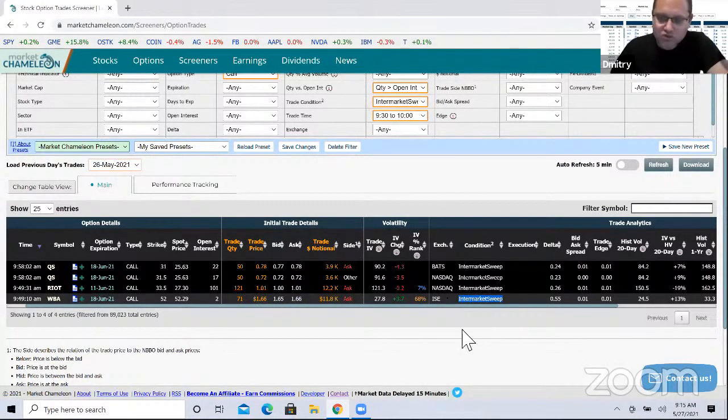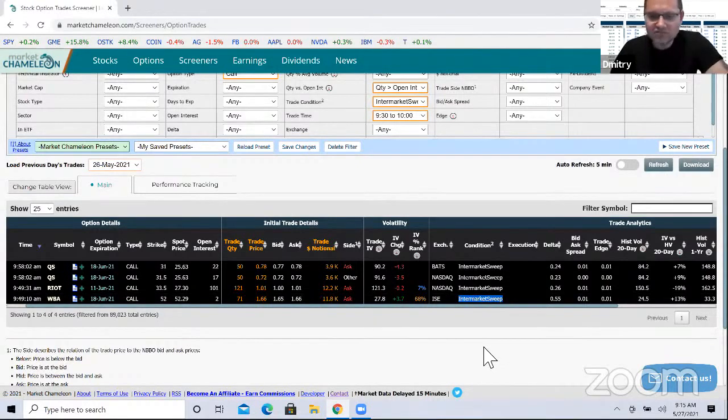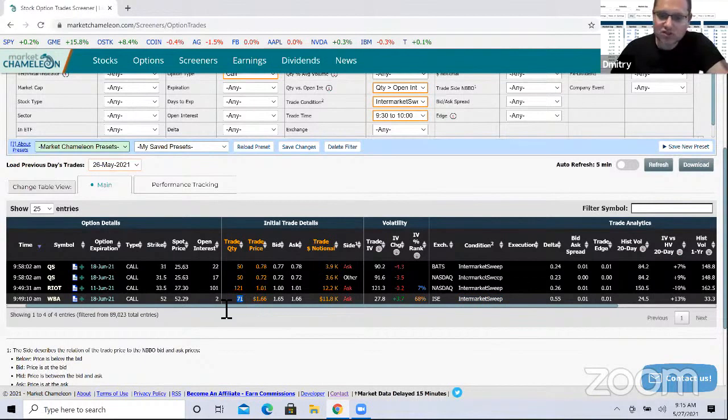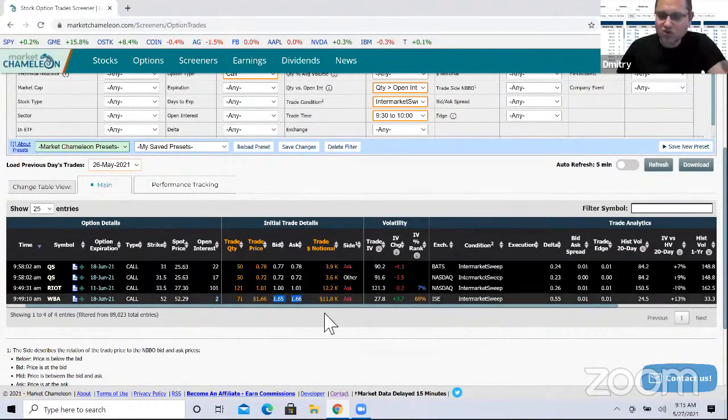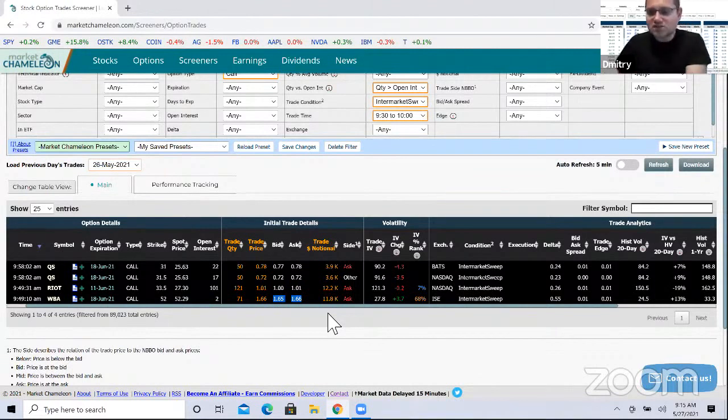It was an intermarket sweep order, so more aggressive, and 71 contracts traded, which is most likely opening up a new position because there's only two. The question is, would this have worked out if I bought that option? That's what we want to know, and that's the point of the tracking: where did it close? Where is the most recent price?